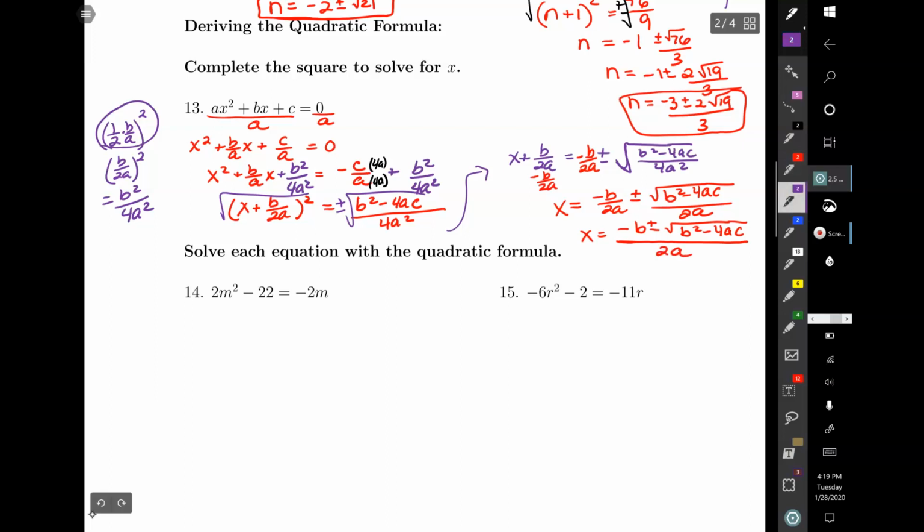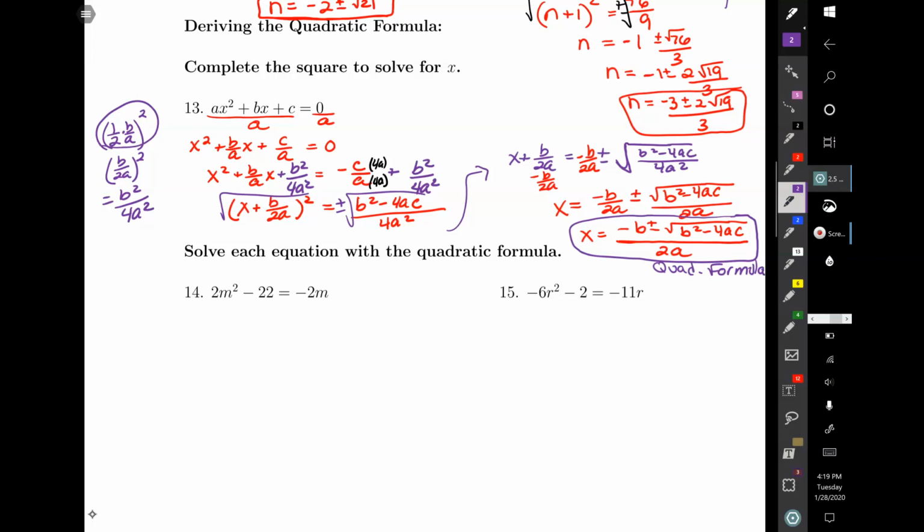A lot of people drop off the line from under the minus b. So that is the quadratic formula. I don't know if you've ever seen that derived out, but it's very useful.